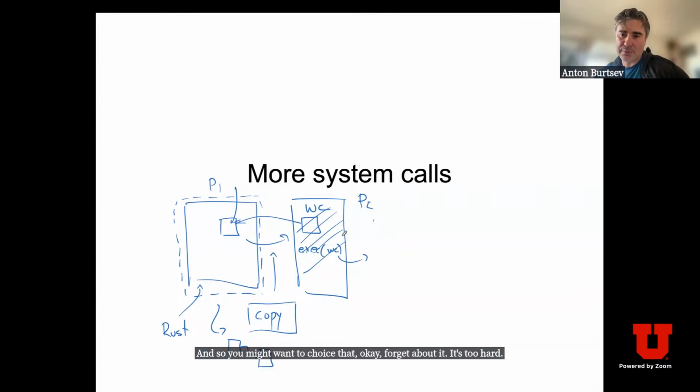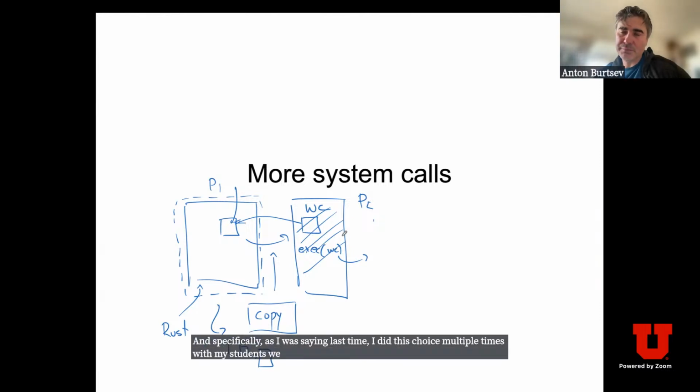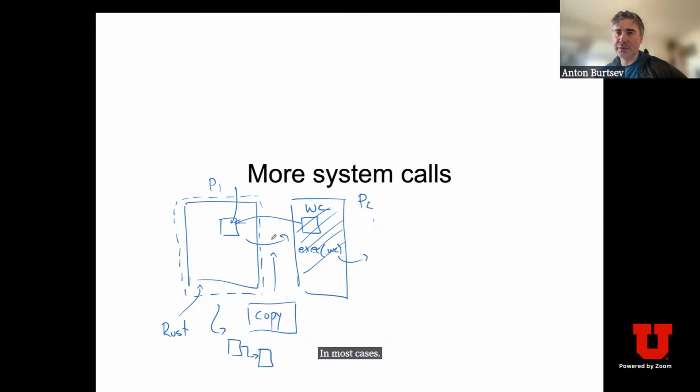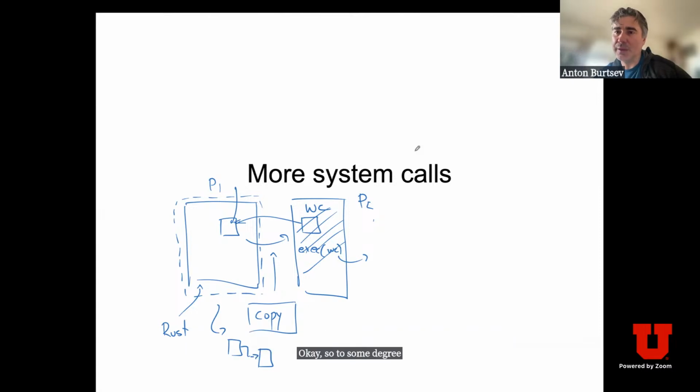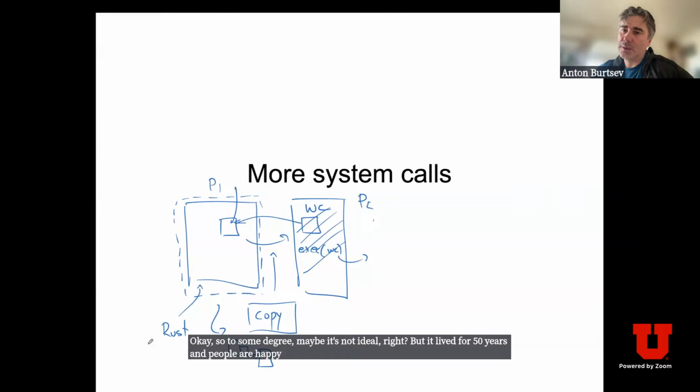Specifically, as I was saying last time, I made this choice multiple times with my students. Typically the operating systems which we built don't really have fork. They emulate fork later on. So it looks like a fork, but really in most cases we never finished the implementation, honestly. So it just doesn't matter. Okay, so to some degree maybe it's not ideal, right? But it lived for 50 years and people are happy or unhappy.